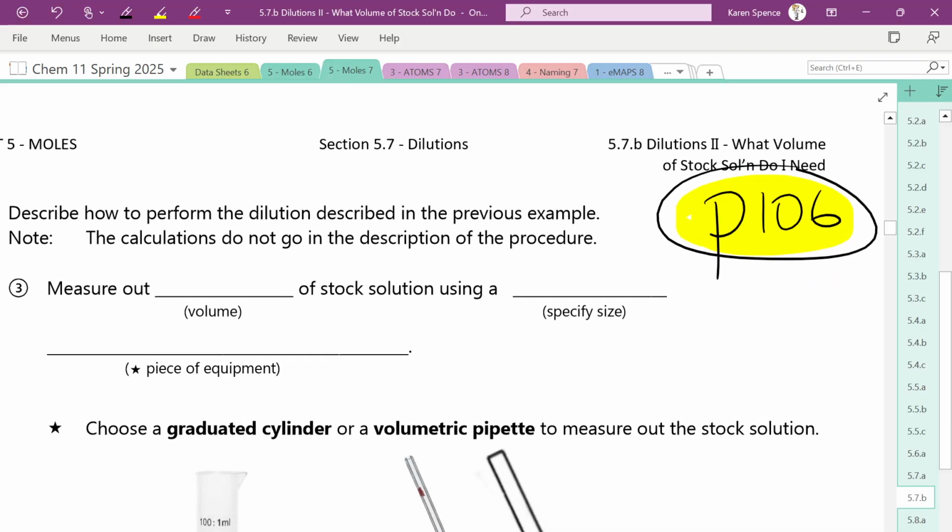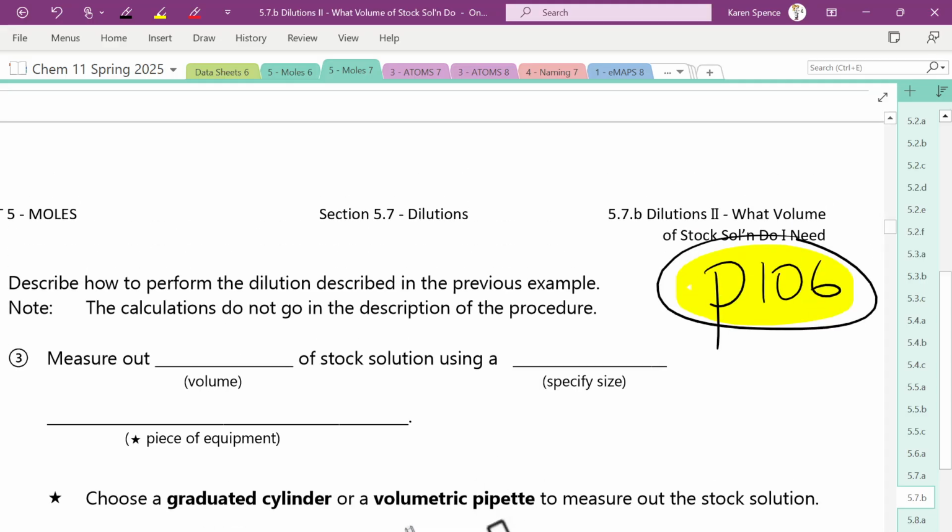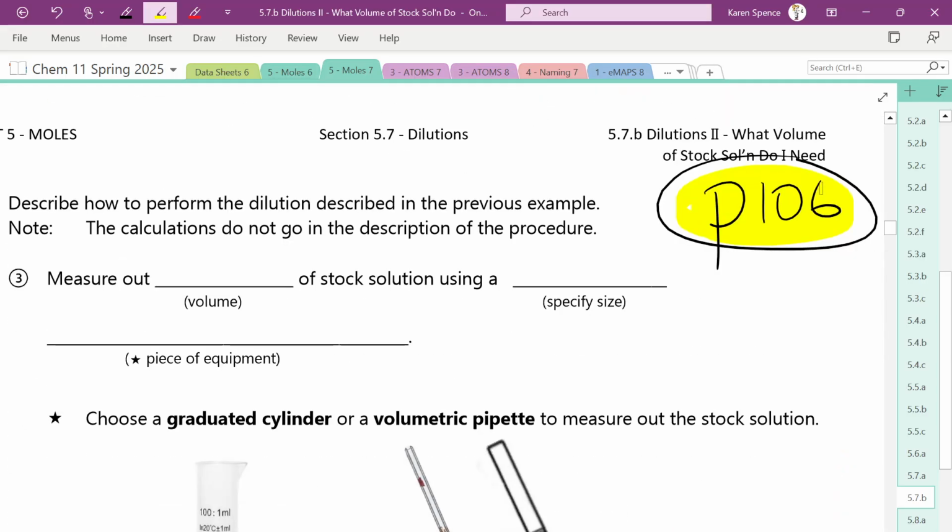Yes. 5.8, you don't worry about it. So it's about finding empirical and molecular formulas, and we're not going to get to it this year. Was it 105? Yeah. Okay, sorry. 105, you're absolutely right. I don't know what's wrong with me. 105. Thank you, thank you.